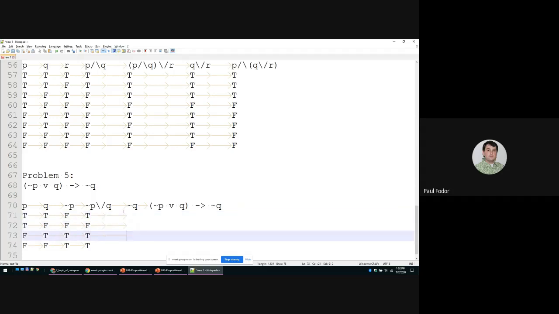Now we can build the truthness of the second formula. Not Q is the inverse of Q: false, true, false, true. And then we have this formula implies this. True implies false is false, false implies anything is true. True implies false is false. True implies true is true. So the final column is basically what we wanted, the truth table for that formula. Any questions? Okay, good.